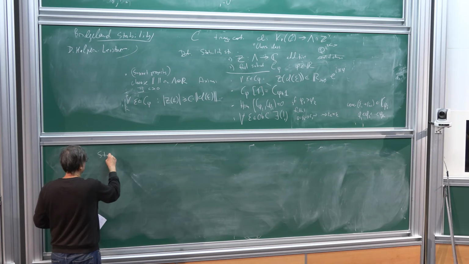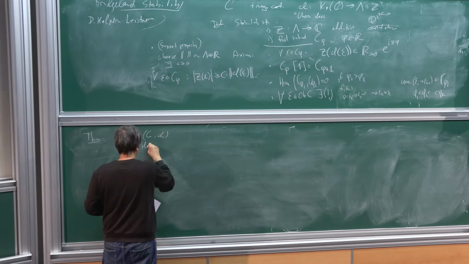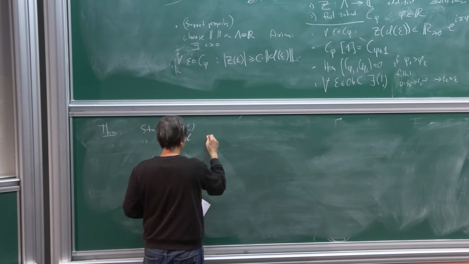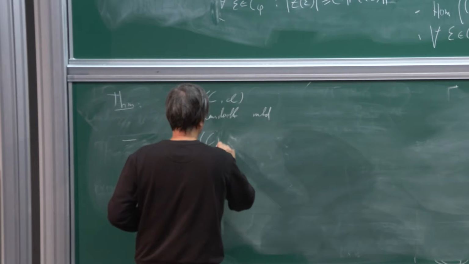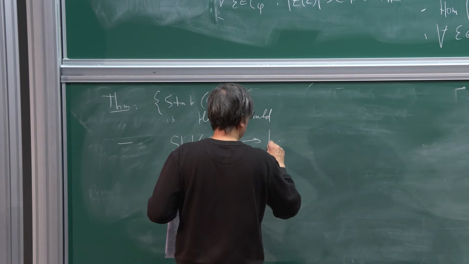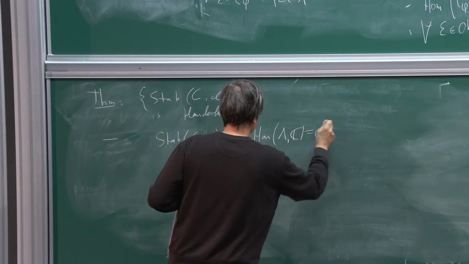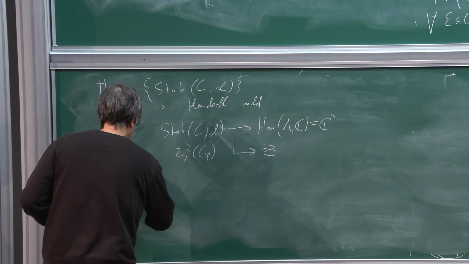And the theorem is that the space of stability structures is naturally a Hausdorff manifold. One can define some topology, and there is a map to Hom(lambda, C), which takes Z, and this collection of C phi goes just to Z. Forget about the rest. It's a local homeomorphism. In particular, it's a complex manifold.